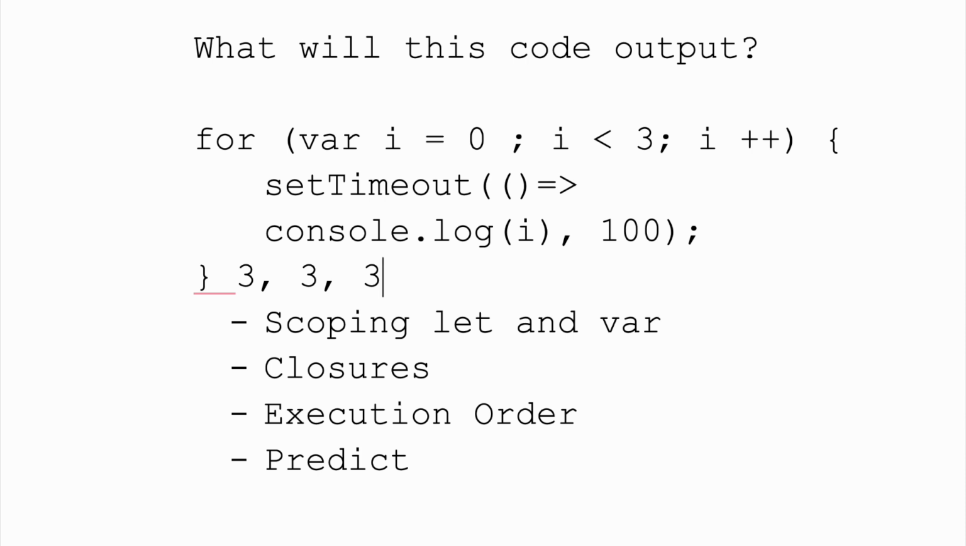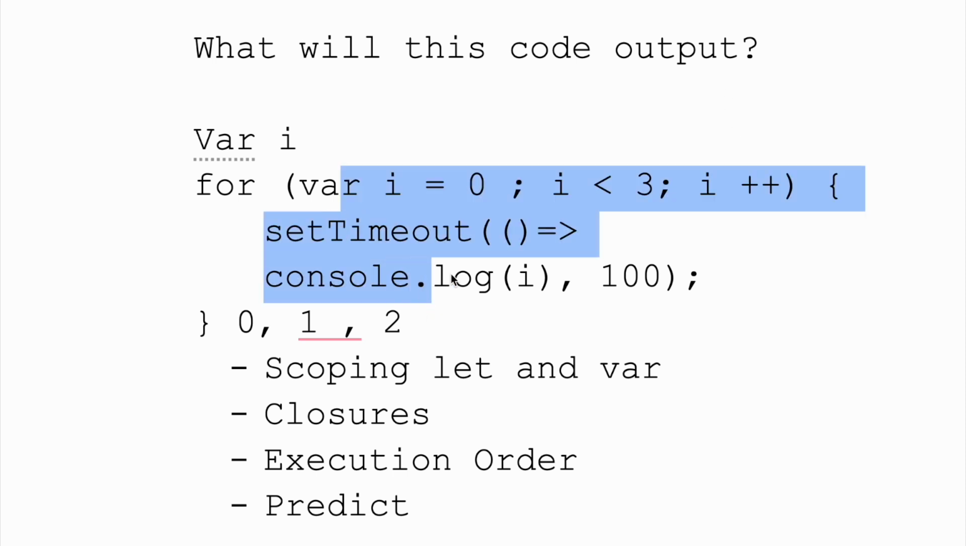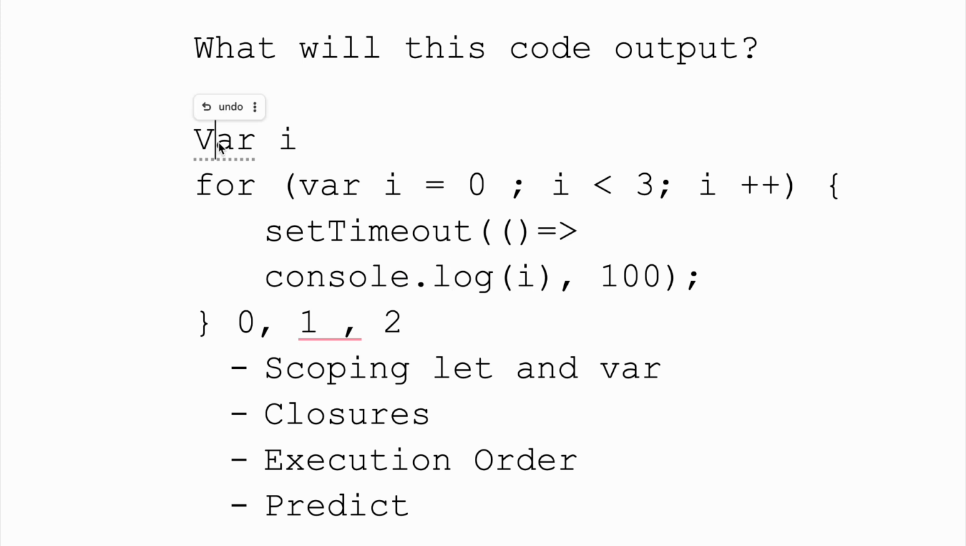Does that make sense? Why isn't this code outputting 0, 1, and 2 like you'd expect at first glance? That's because for this particular loop, we've declared the variable using the var keyword. And in JavaScript, the var keyword is function scoped. What this means is that the i value is shared. It's like actually literally writing variable i here, and the value of i is always going to reference this one in the outer scope.